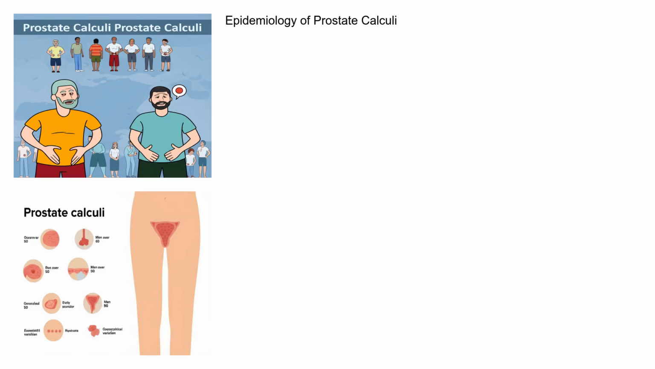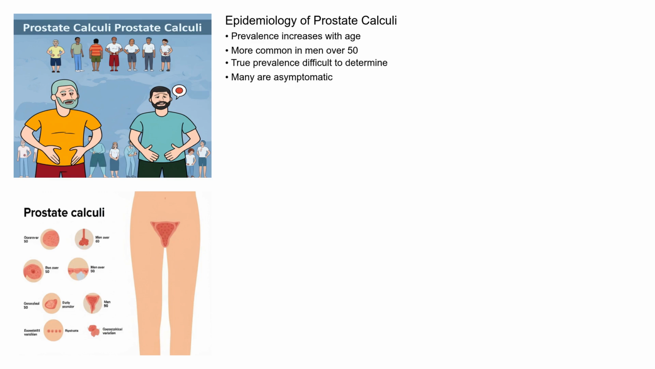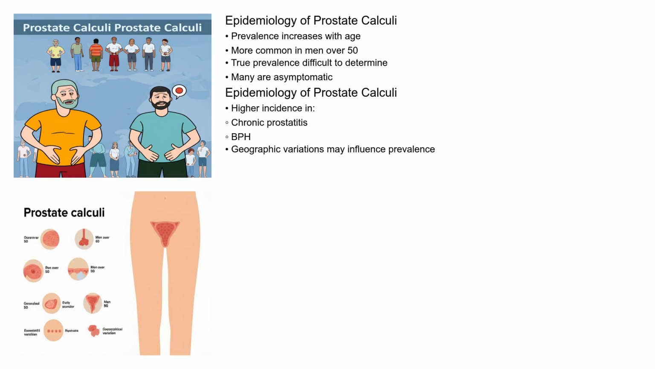Understanding the epidemiology of prostate calculi is crucial. The prevalence increases with age, becoming more common in men over 50. However, it's important to note that the true prevalence is difficult to determine, as many men with prostate calculi are asymptomatic. Studies suggest a higher incidence in men with chronic prostatitis or BPH. Geographic variations in dietary habits and water mineral content may also influence the prevalence of prostate calculi.